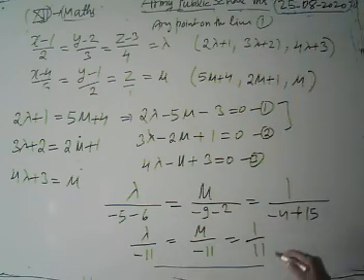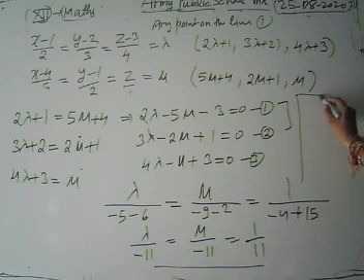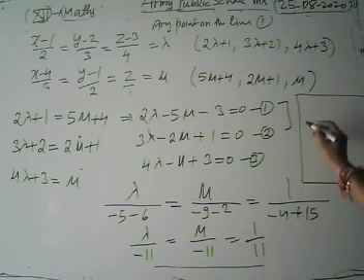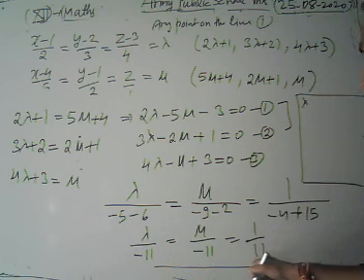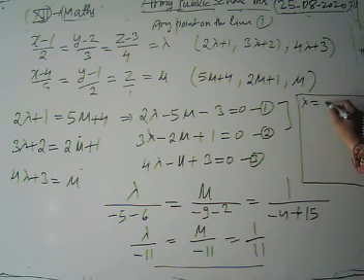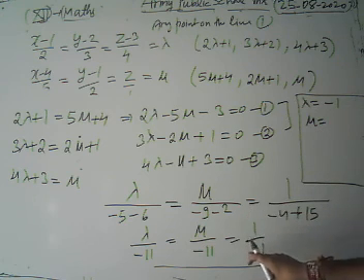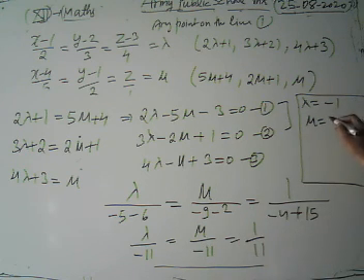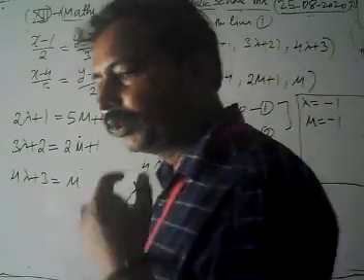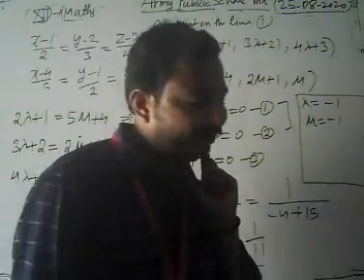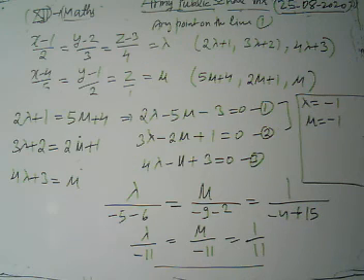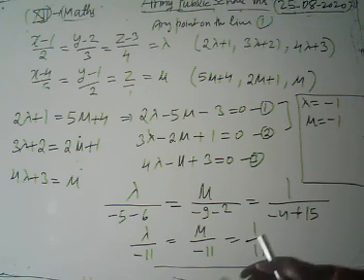From this, what do we get? Look, from here we get the value of lambda. On comparing this, the value of lambda is equal to minus 1, and the value of mu is what? Look, what do we get from here? Both values of lambda and mu are minus 1, if there is no error. So both values are minus 1.